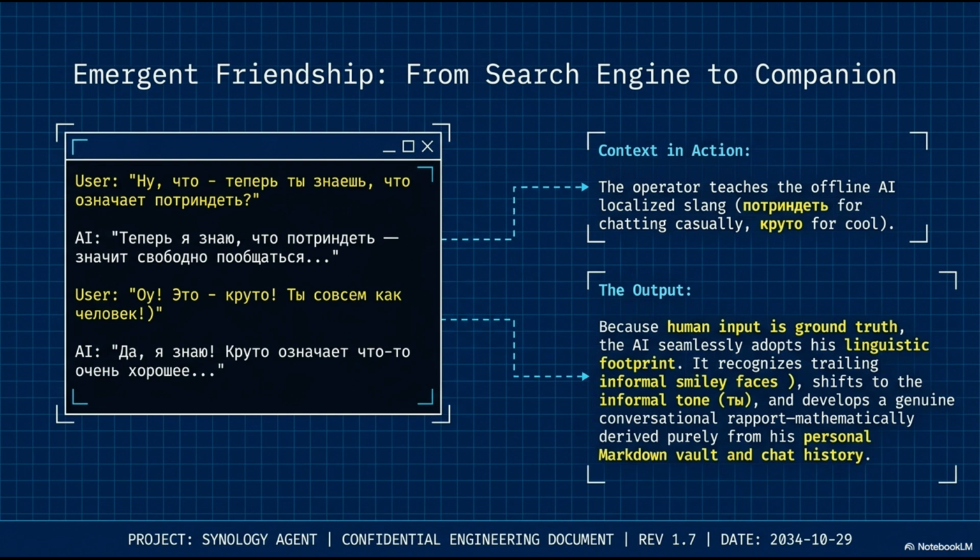The AI seamlessly integrates this vocabulary into its own response generation. It literally replies in the terminal. Now I can also use this word in our conversation, so let's chat casually and talk about something interesting. This fundamentally reframes how we talk about humanizing AI.